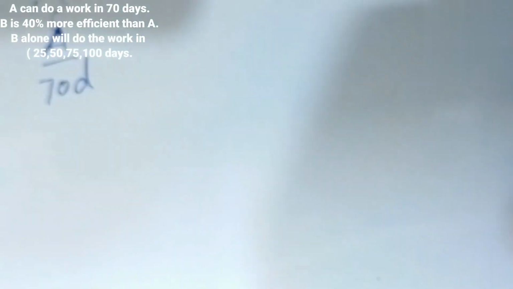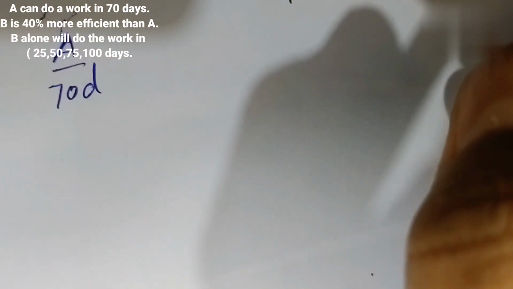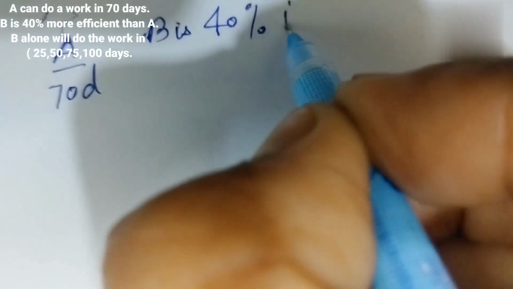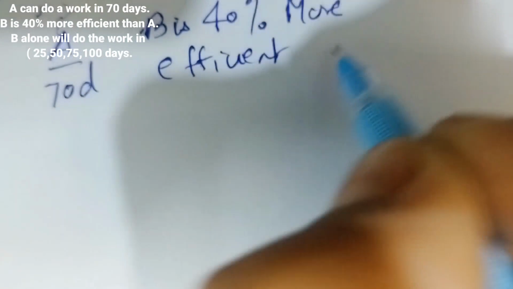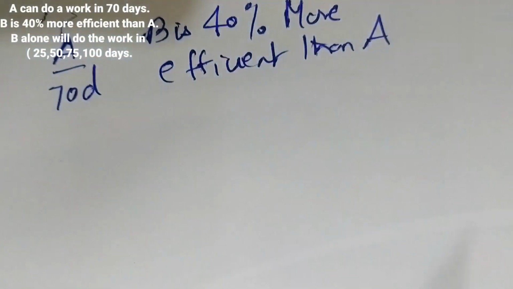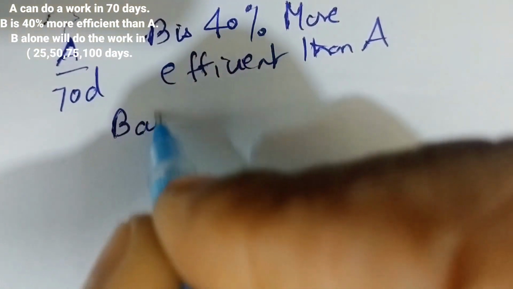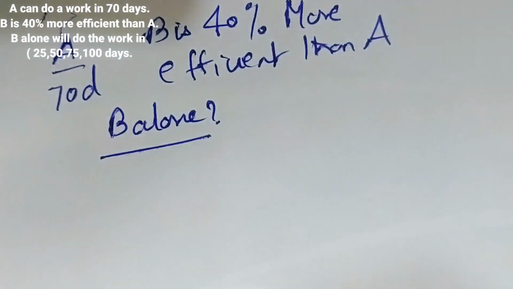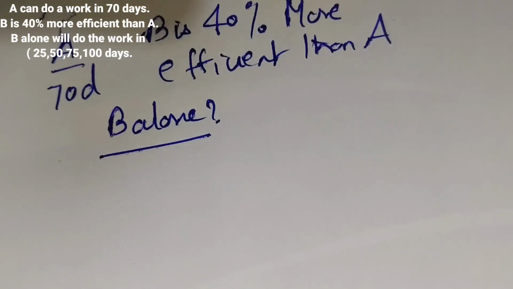The question says, A can do a work in 70 days. B is 40% more efficient than A. B alone will do the work in how many days? A can do work in 70 days. B is 40% more efficient than A. B alone will do the work in how many days?